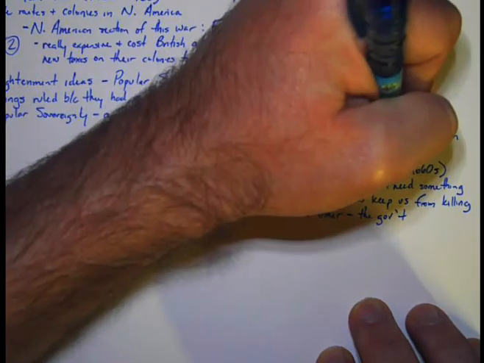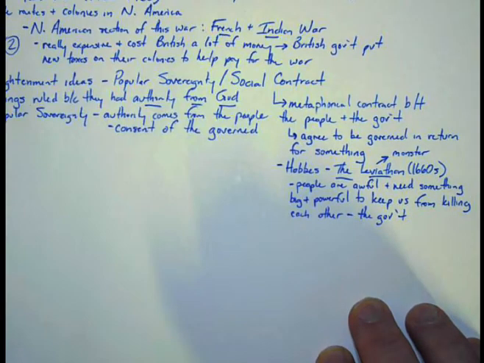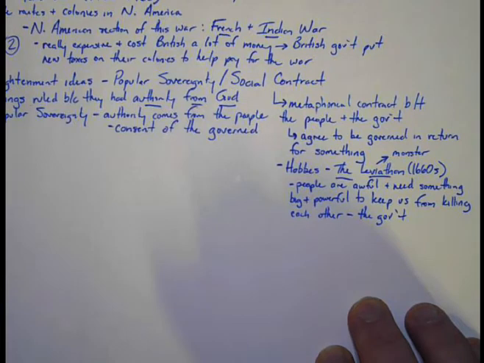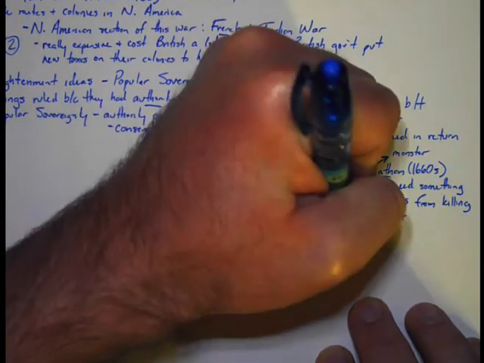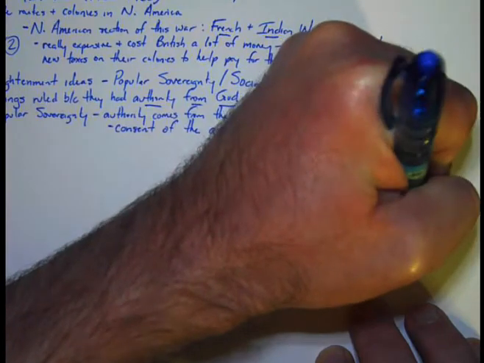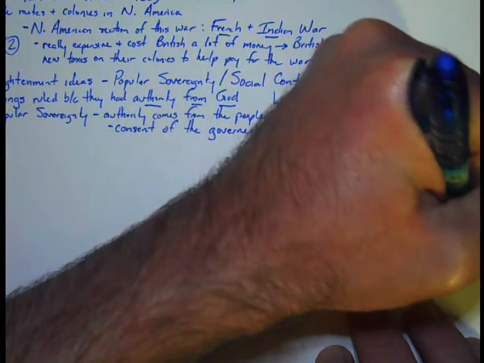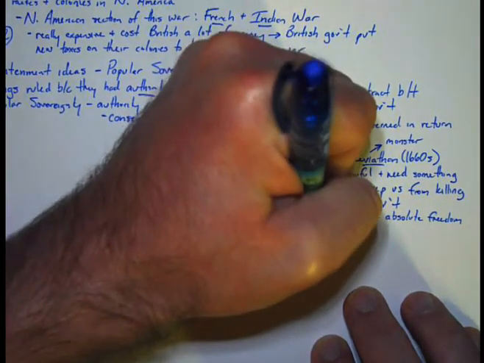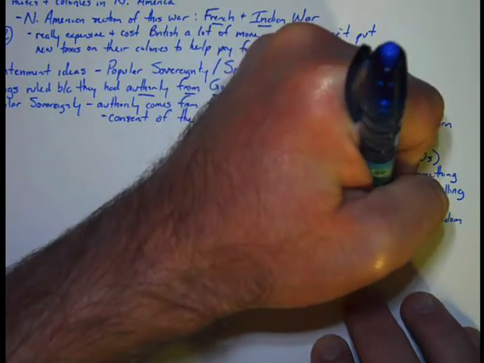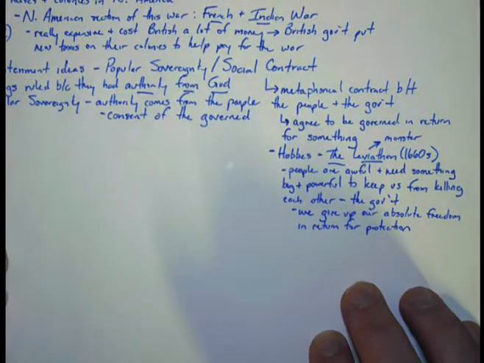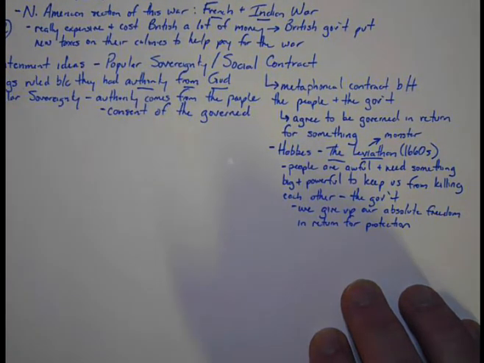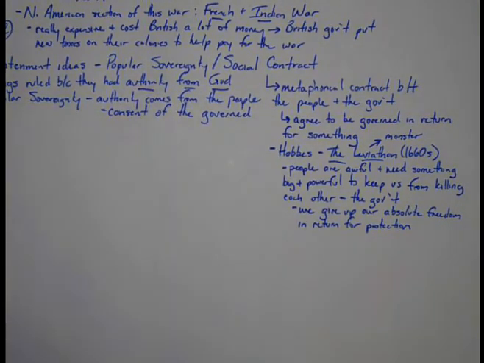In fact, that's what a Leviathan is. A Leviathan is a monster. And he's saying that people are little monsters, and we need a bigger, more powerful monster to keep all of us little monsters from killing each other. And so for Hobbes, we give up our absolute freedom in return for protection. That's what Hobbes says. We give up our right to run around and kill each other and steal and do whatever we want. And in return for giving up that absolute freedom to do whatever we want, we get protection.